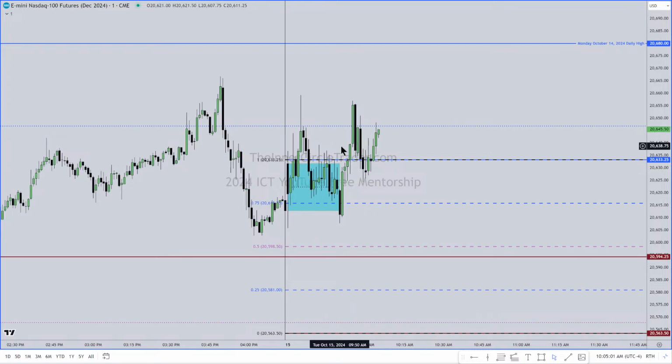What did I teach in the mentorship for 2024 here? If it's a small gap, that is indicative of what? Of a rather crummy, low impact, very lackluster, not exciting, not an easy run from entry to target morning session.